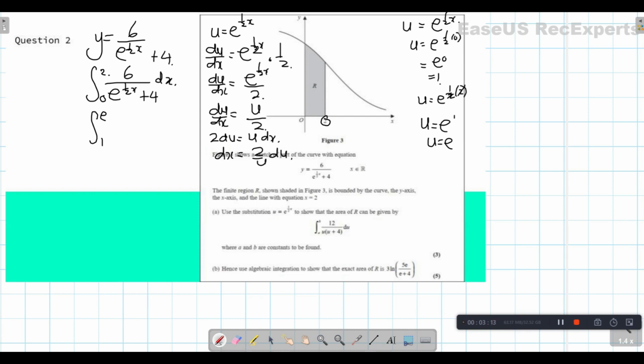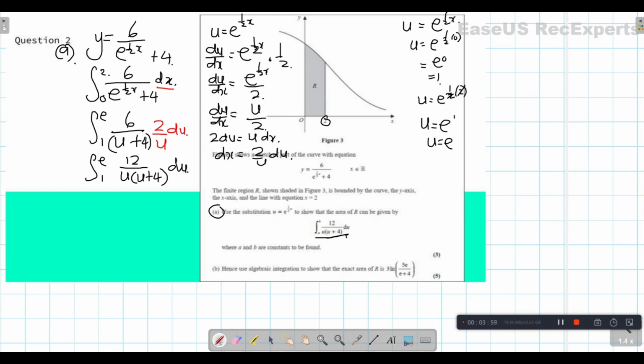Now sub this. Sub the dx here with 2 over u. So I'm going to write this as 2 over u du, and 6 over, and change e to the power of half x with u plus 4. Now multiply them, so you get 12 over u plus 4 du. That's for part A.